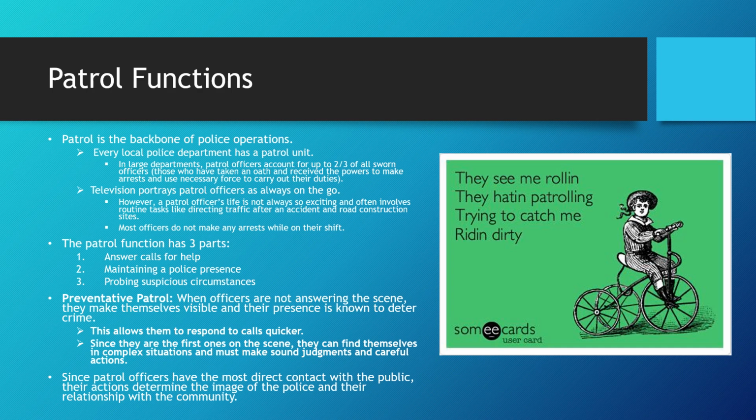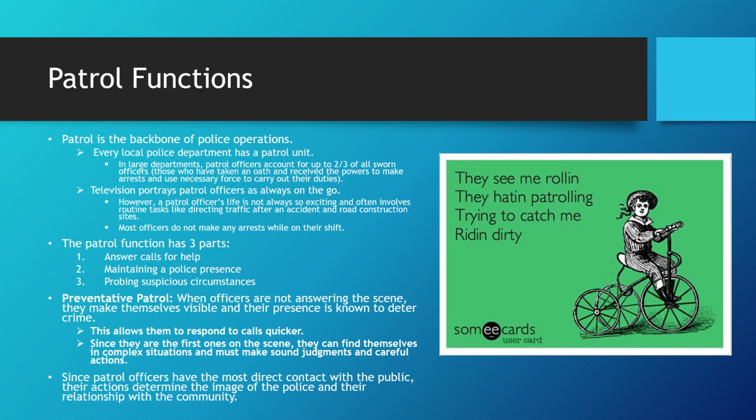Patrol is the backbone of police operations. Every local police department has a patrol unit. In large departments, patrol officers account for up to 2/3 of all sworn officers, those who have taken an oath and received the powers to make arrests and use necessary force to carry out their duties. Television portrays patrol officers as always on the go. However, a patrol officer's life is not always as exciting as it may seem on TV.